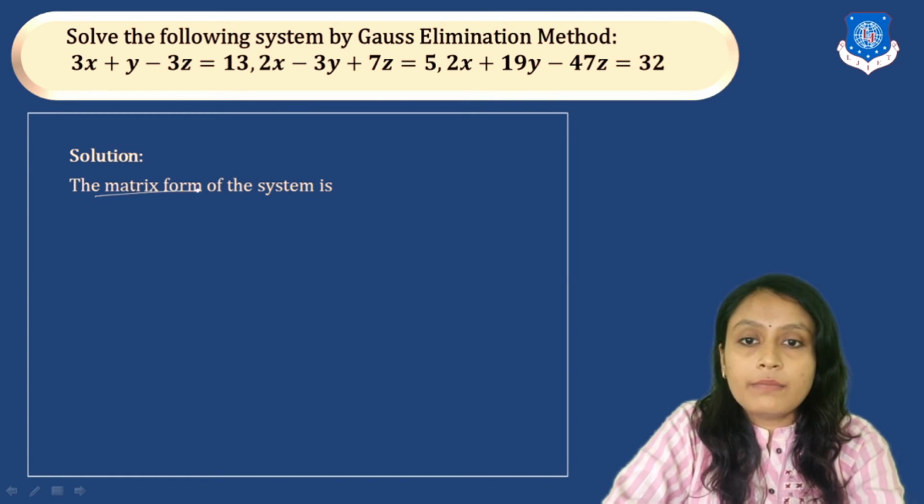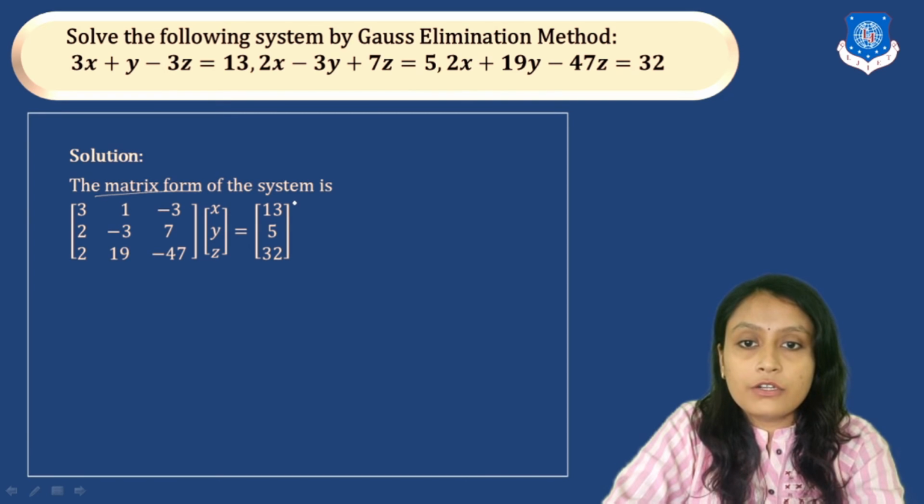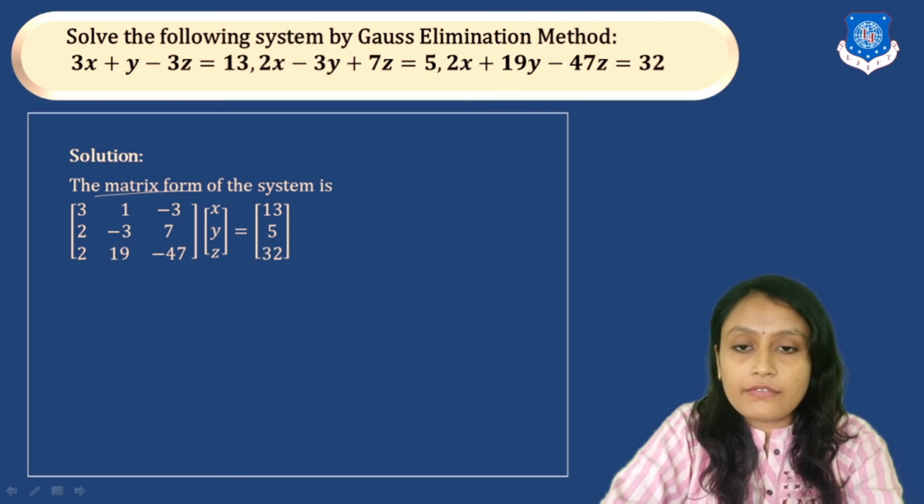Firstly, we will write the matrix form, that is Ax = B. For A we have to write the coefficients, that is 3, 1, -3, from here 2, -3, 7, and from here 2, 19 and -47. Variables are x, y, z, so write down x, y, z here, and equals to the constants, that is 13, 5 and 32.